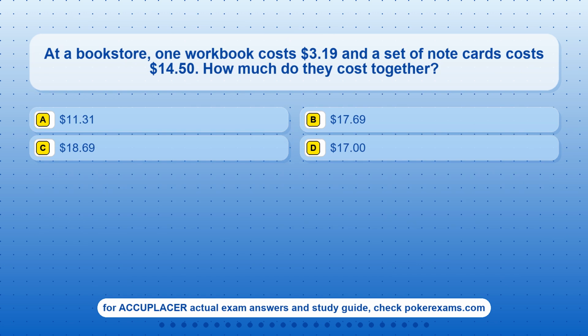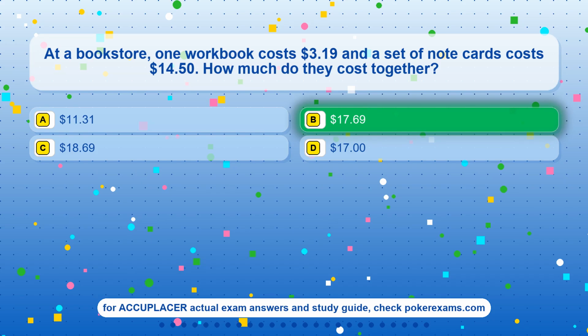Question 14. At a bookstore, one workbook costs $3.19 and a set of note cards costs $14.50. How much do they cost together? Option A, $11.31. Option B, $17.69. Option C, $18.69. Option D, $17.